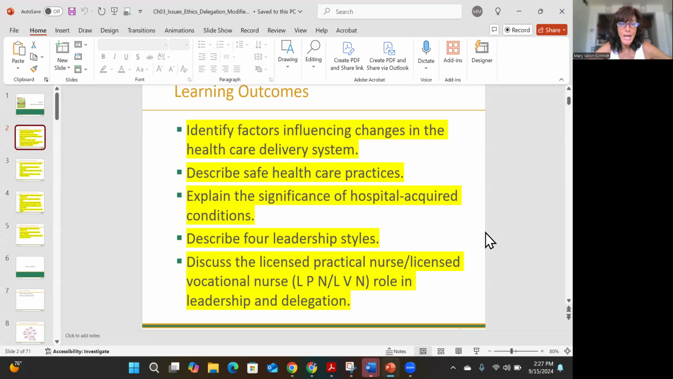And here we are. Okay. So what are we going to learn? We're going to identify the factors that influence changes in the healthcare delivery system, describe safe health practices, explain how significant hospital acquired conditions or infections are. We're going to go through the leadership styles, discuss what the role is for the LPN in leadership and delegation.